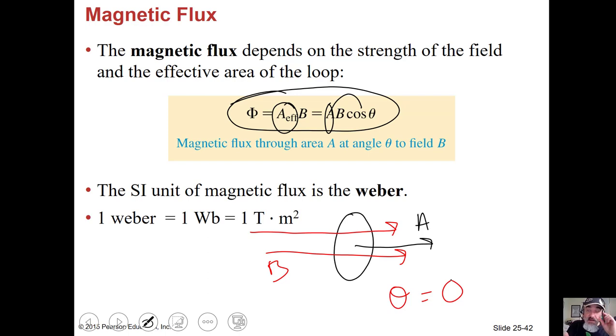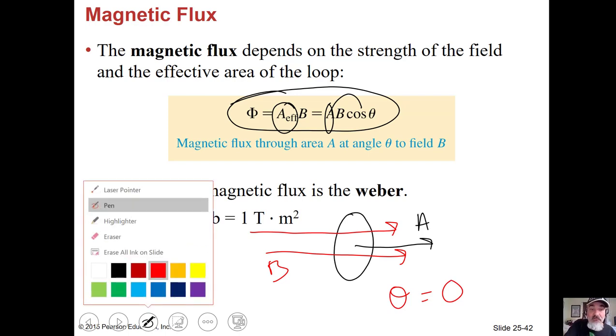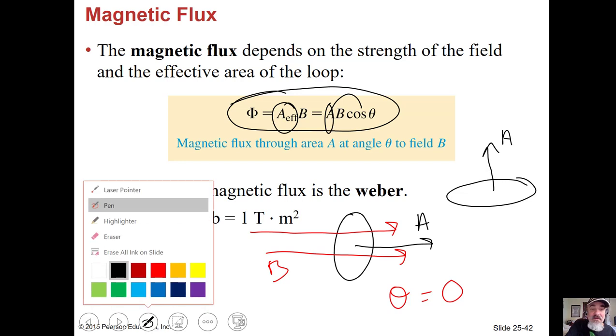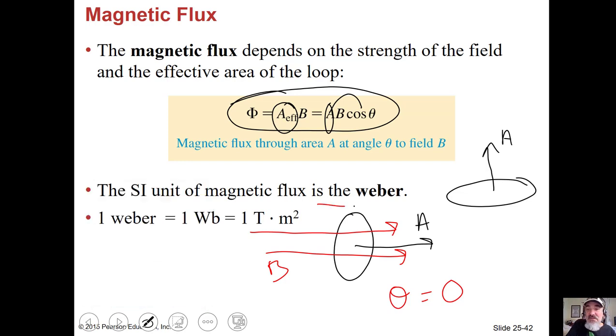Now if you had the loop laying flat like this, here's the area vector. It's just defined to be perpendicular to the plane of the loop. And you had B, I'm giving you the extreme examples, and you had B this way, here the angle is 90 degrees. And there is no magnetic flux there.